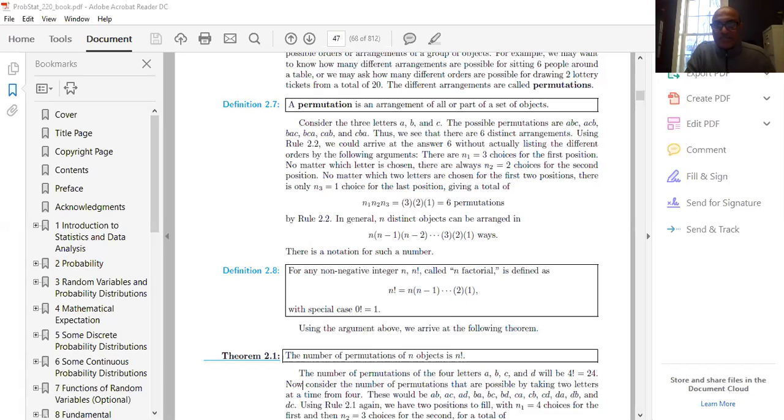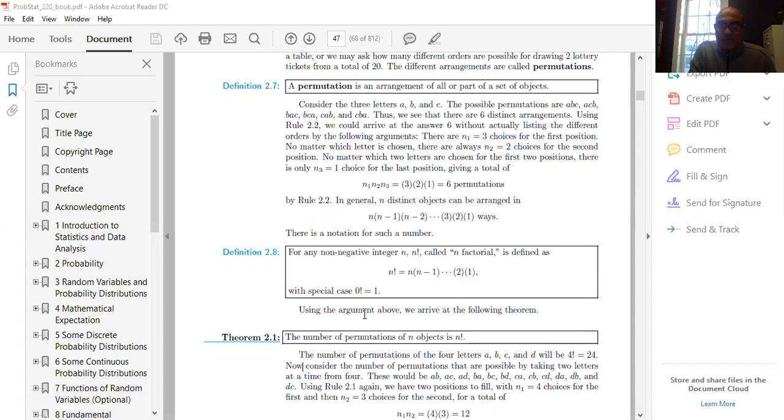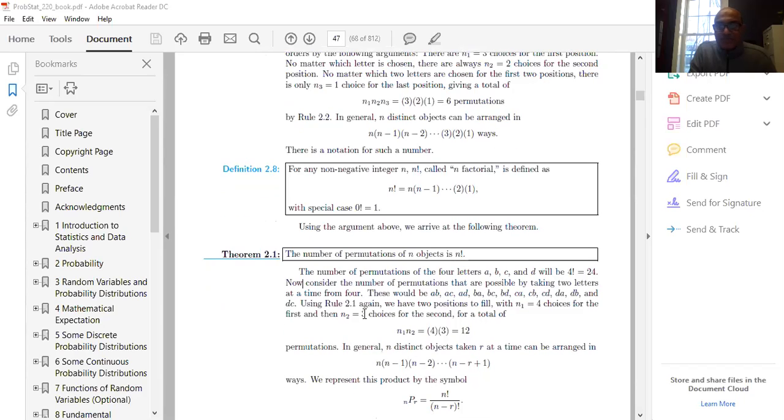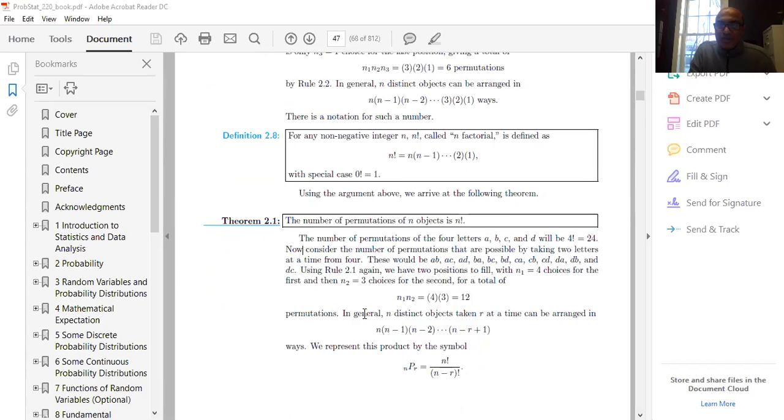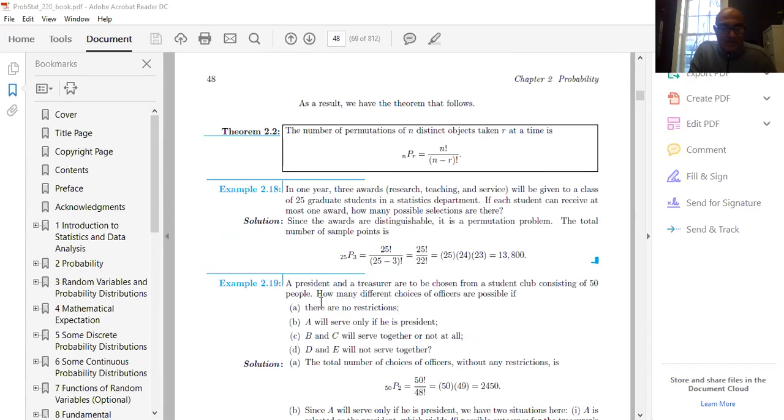Then we went through these examples that if n number of objects are there, then the number of permutations of n objects is in n factorial form, factorial notation. Already I gave it to you last time: n into n minus 1, goes up to 1. And then after the definition of permutation, nPr equals n factorial over n minus r factorial. That means we are selecting r objects out of n. That is the meaning.